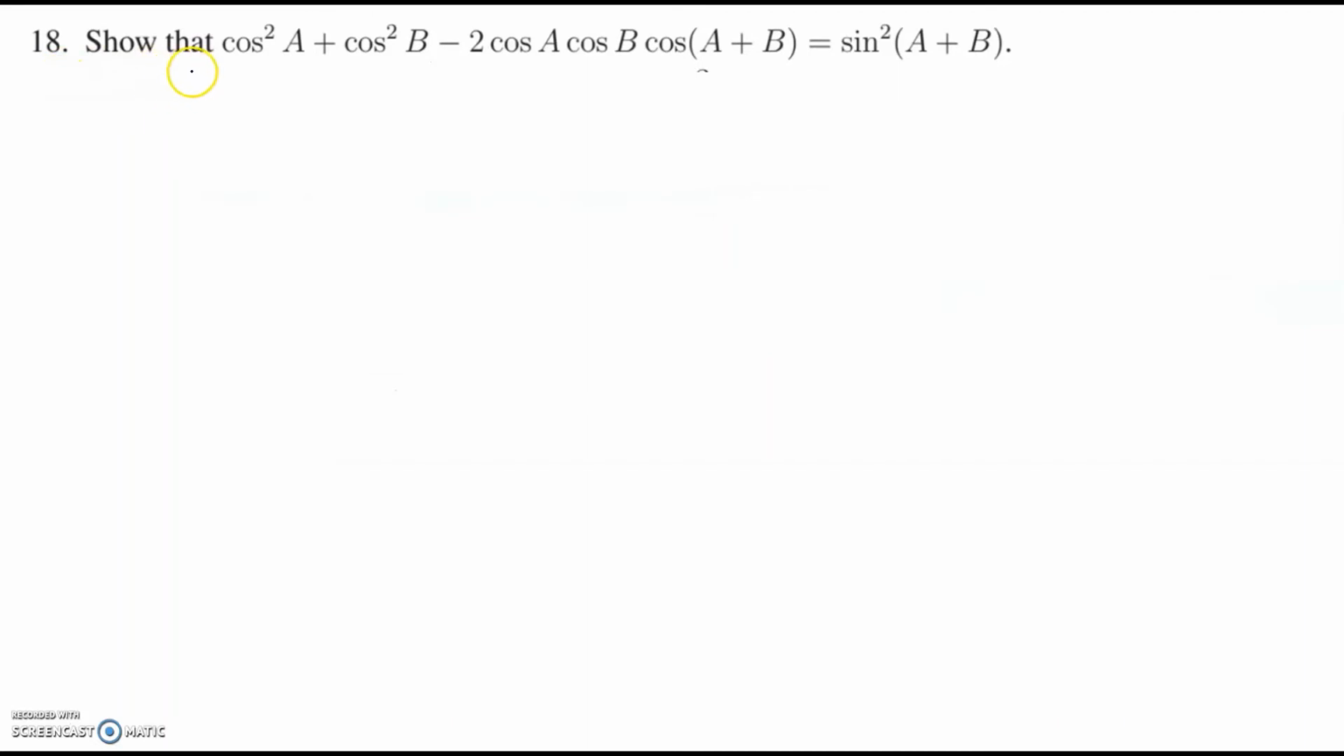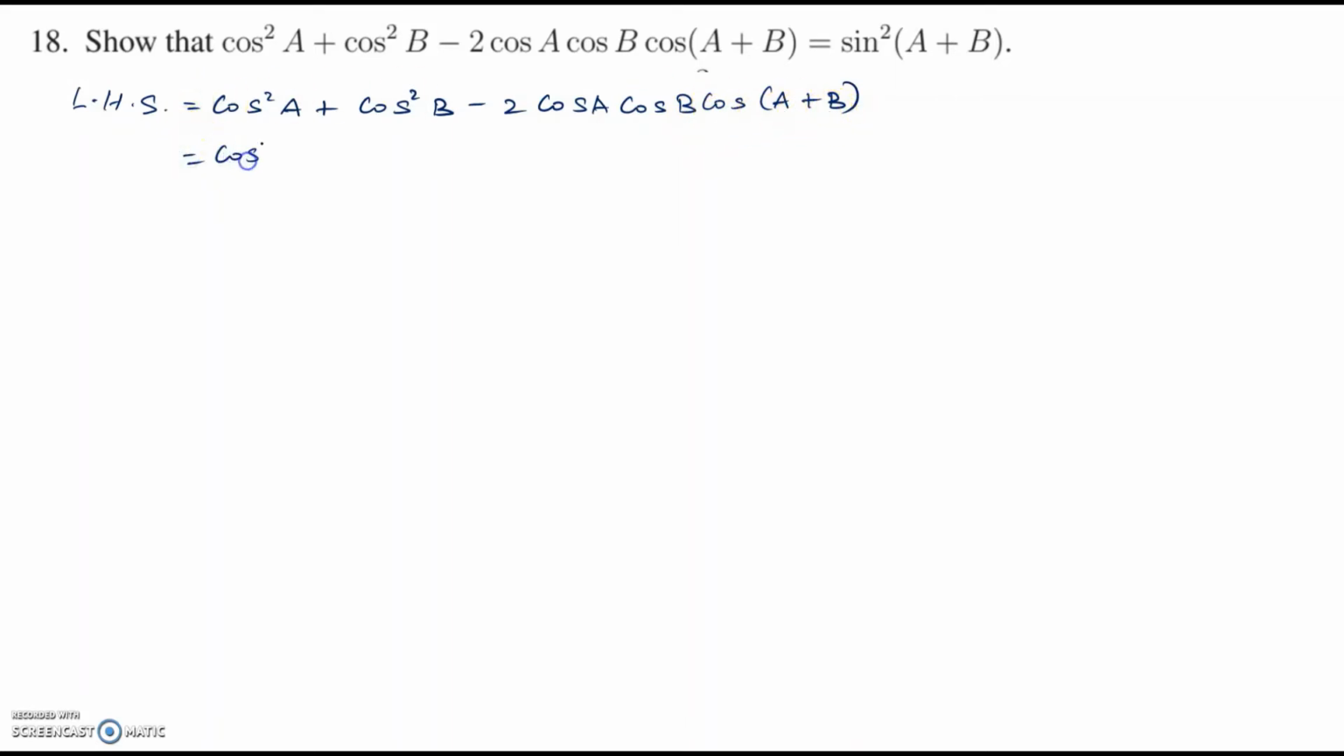Question number 18. Show that cos squared A plus cos squared B minus 2 cos A cos B cos of A plus B is equal to sin squared of A plus B. So let's take the left hand side here, which is equal to cos squared A plus cos squared B minus 2 times cos A cos B into cos of A plus B. Let's expand cos of A plus B.